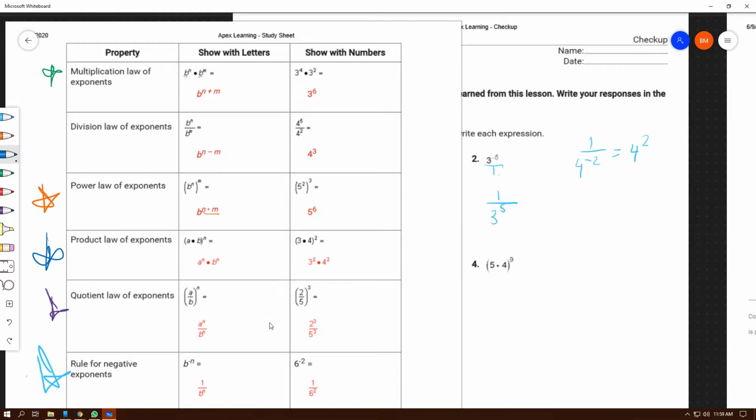All right, so we have the product law of exponents, right? So we have two numbers being multiplied, surrounded by parentheses with an exponent outside. We can just basically, quote unquote, distribute. That's wrong, but distribute the exponent. So each number gets that same exponent.